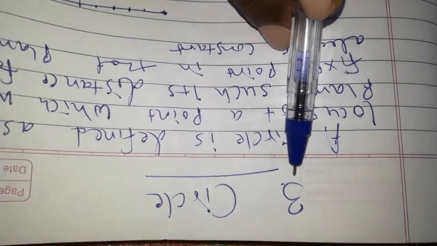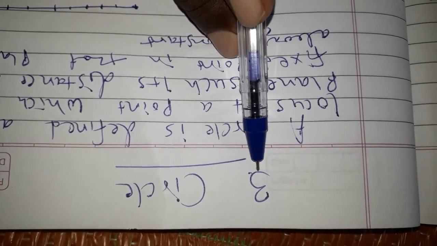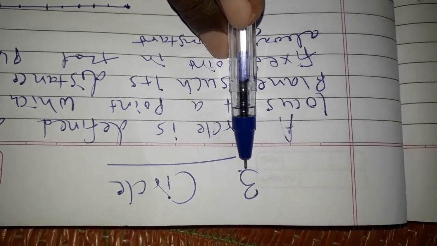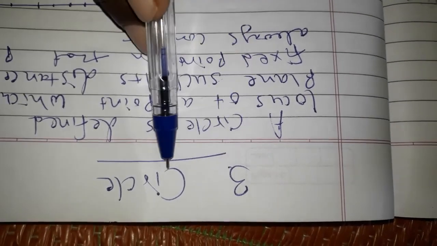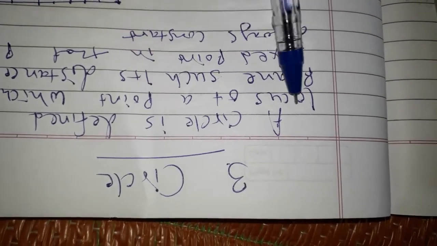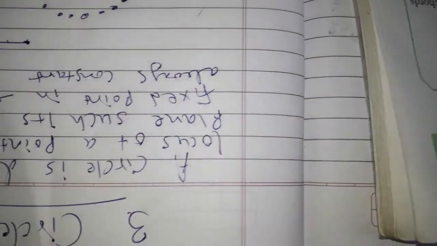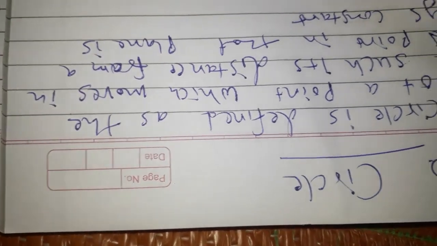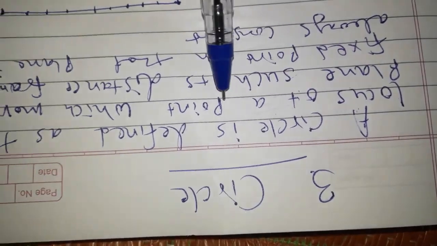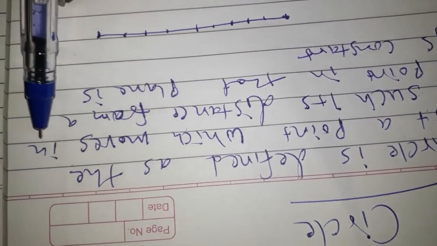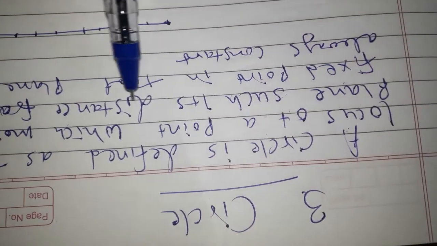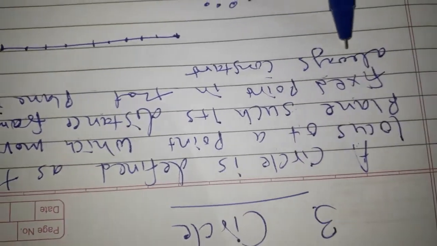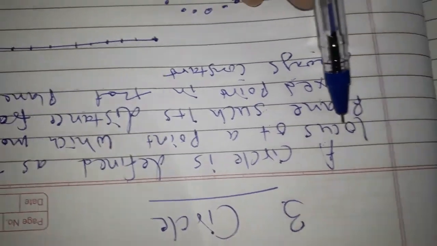Good afternoon, students. This is Chapter 3 of Mathematics Part 2, Standard 10, and that chapter is Circle. A circle is defined as the locus of a point which moves in a plane such that its distance from a fixed point in that plane is always constant.